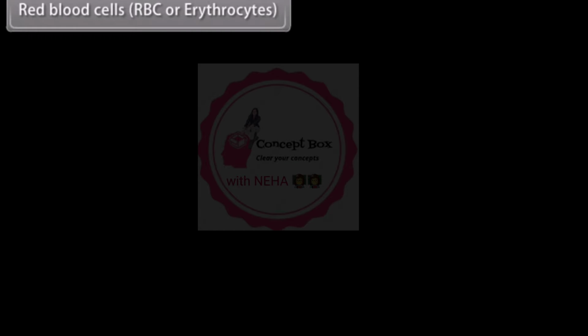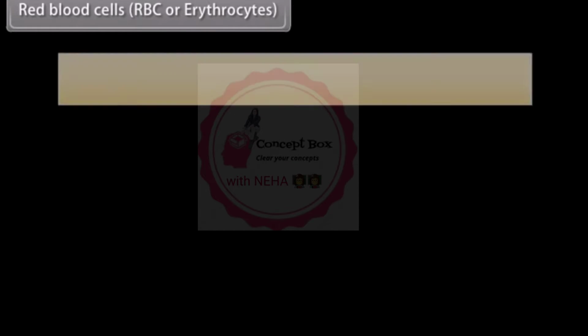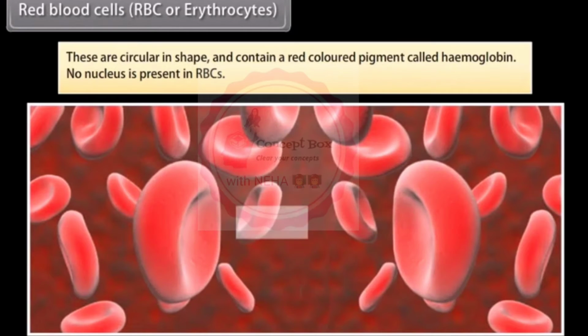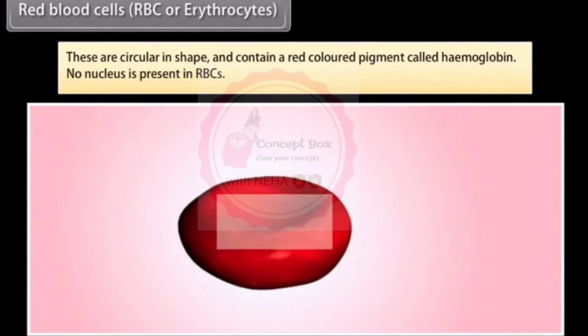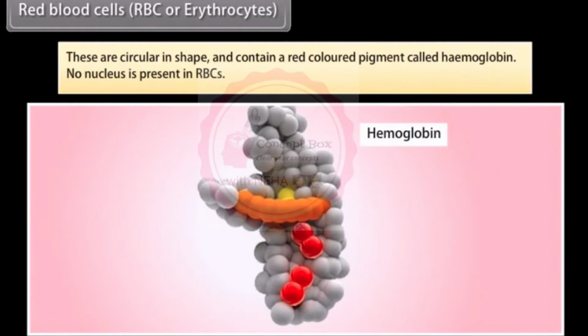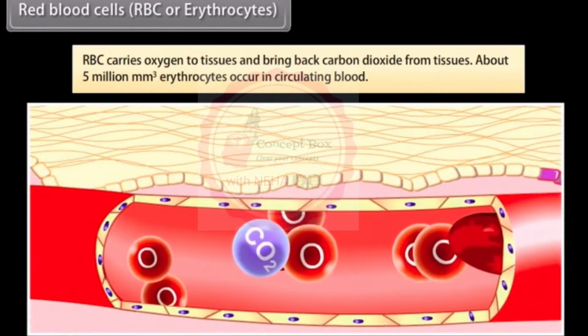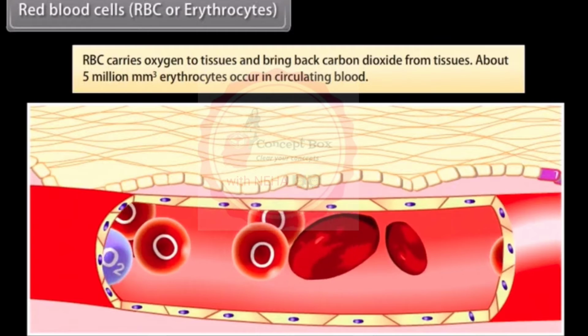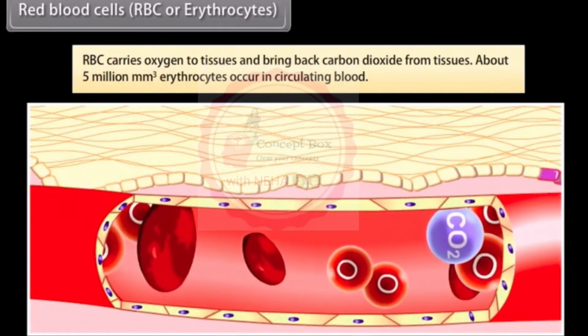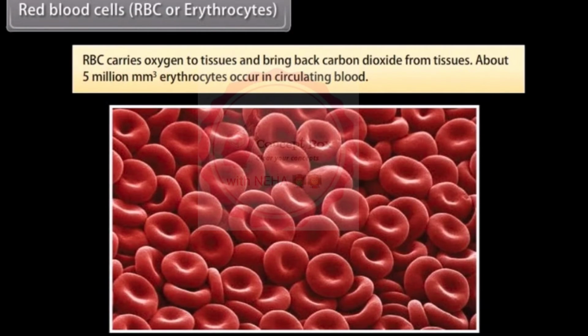Red blood cells, RBC or erythrocytes. These are circular in shape and contain a red-colored pigment called hemoglobin. No nucleus is present in RBCs. RBCs carry oxygen to tissues and bring back carbon dioxide from tissues. About 5 million per mm3 of erythrocytes occur in circulating blood.